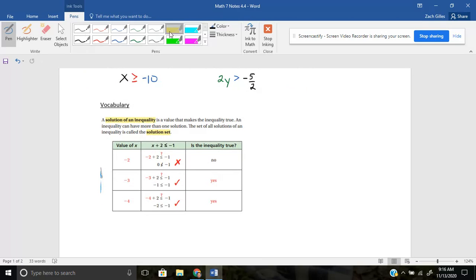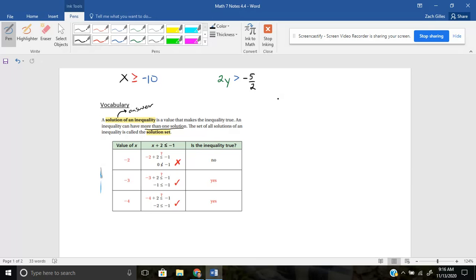A little bit of vocab now. It says a solution of an inequality. Remember, solution is kind of another way to say answer, is the value that makes the inequality true. An inequality can have more than one solution. The set of all solutions of an inequality is called the solution set. So different than an equation where you have one answer, an inequality could have many answers.